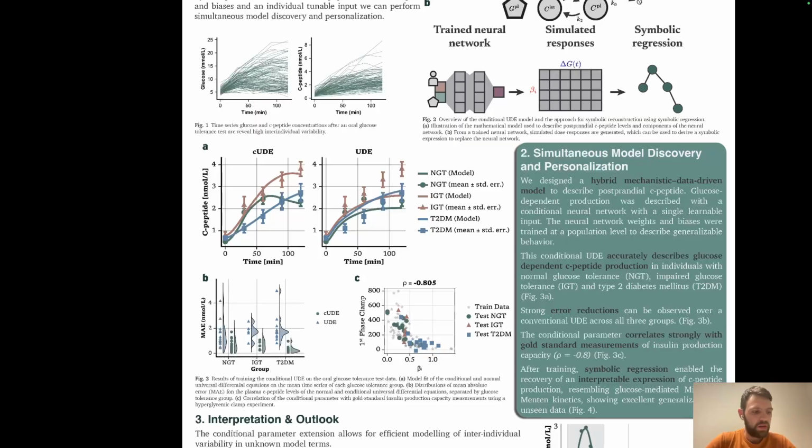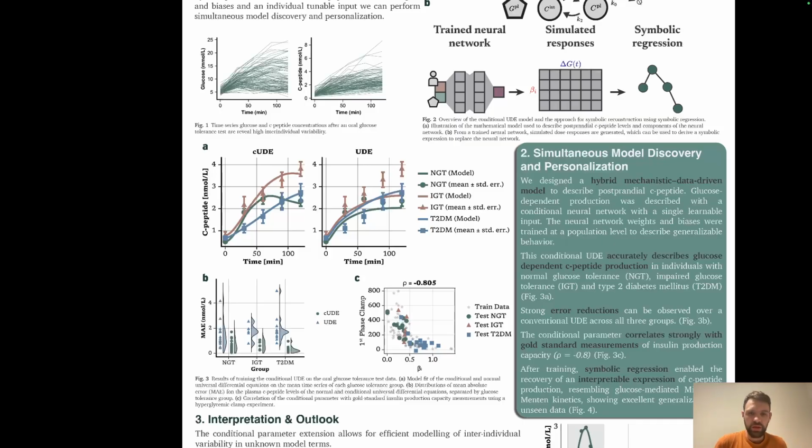The model combines a two-compartment ordinary differential equation model of C-peptide kinetics, which is taken from Van Cauter, and a neural network embedded within the production term with two inputs. We have plasma glucose relative to the initial value of glucose and an individual parameter we call beta I. This conditional UDE was trained on 117 individuals with normal glucose tolerance, impaired glucose tolerance, and type 2 diabetes mellitus, using the glucose and C-peptide responses to an oral glucose tolerance test.